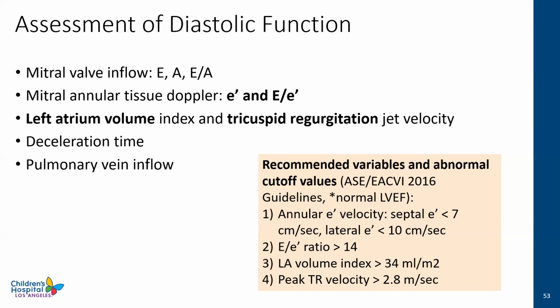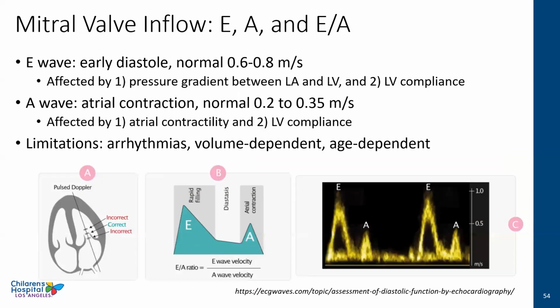There's also measures that we can do by echo with the deceleration time and the pulmonary vein inflow. And these are surrogate measures for compliance of the ventricle, where a shorter deceleration time of your E wave usually correlates with a stiffer ventricle or an increased LA pressure. But I'm not going to go into detail with those because I don't think that we really use those for POCUS.